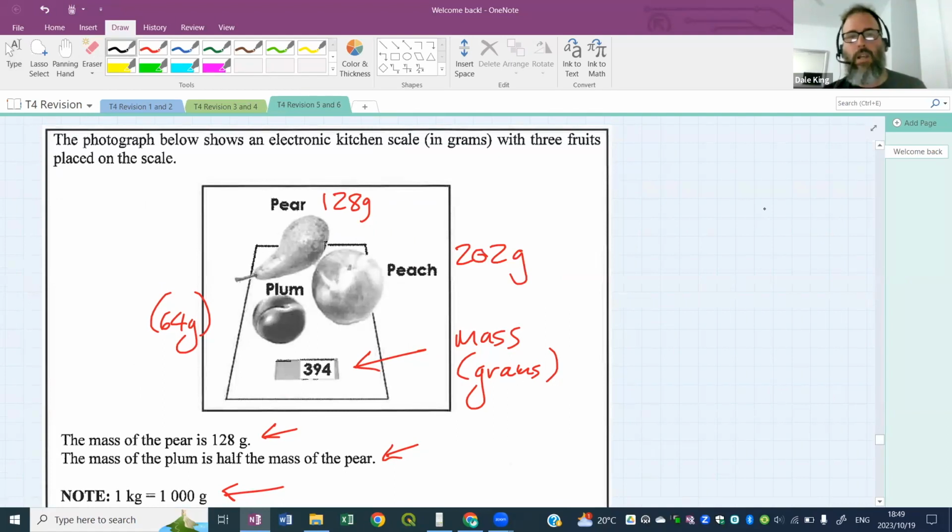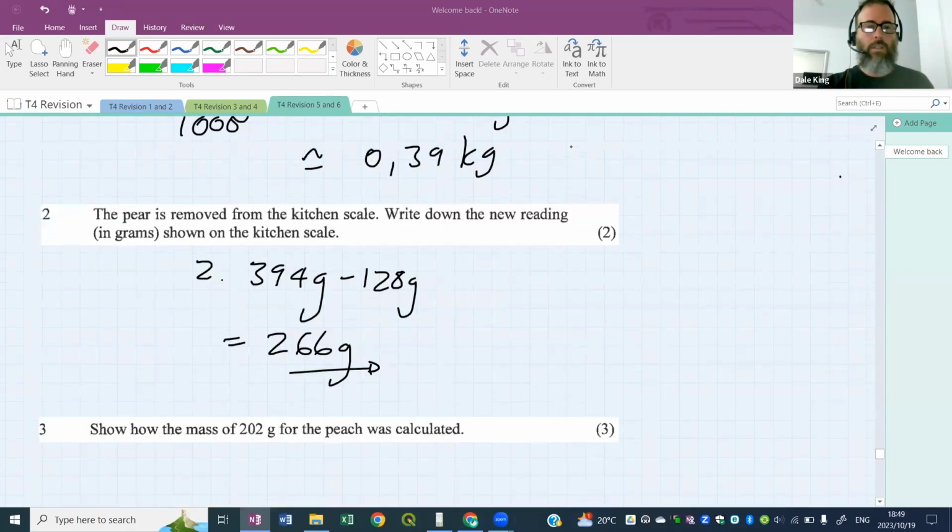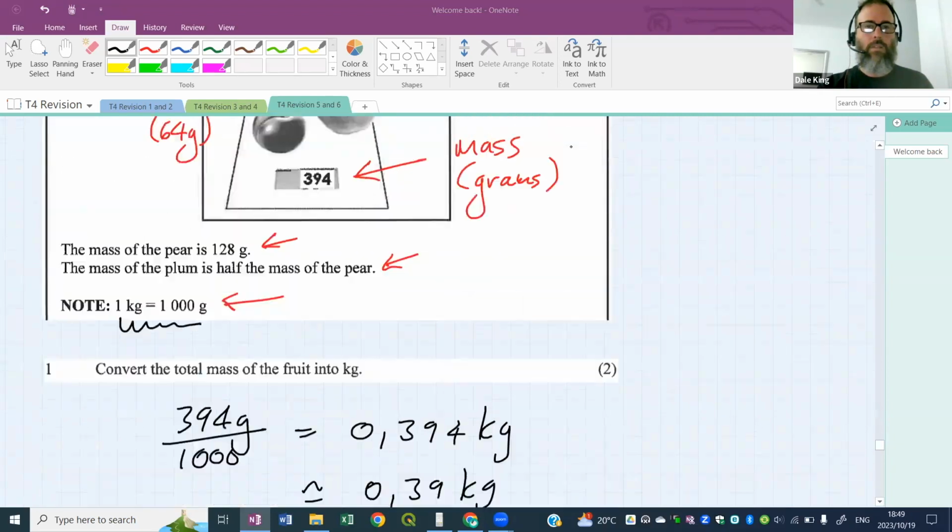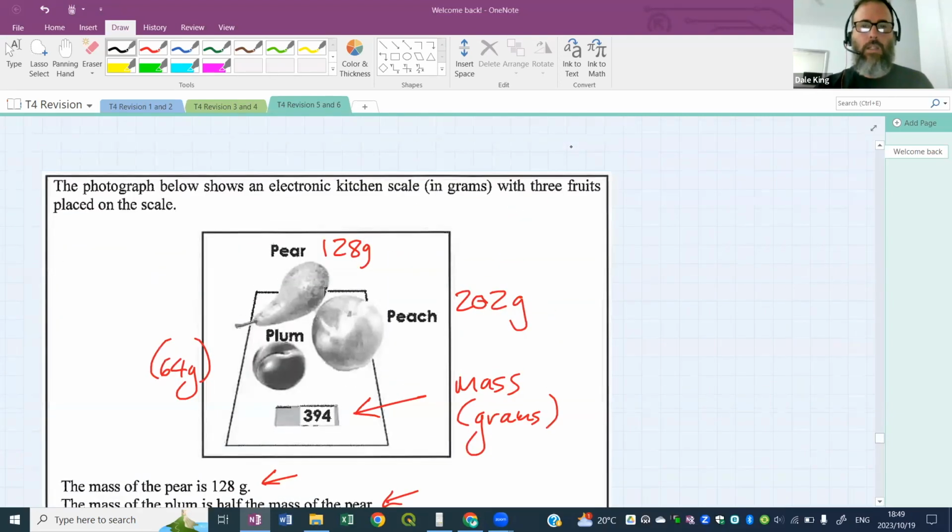I need someone to come online and tell me, how do I get 202 grams? Anybody? Somebody? Anybody out there? Yeah, there we go.